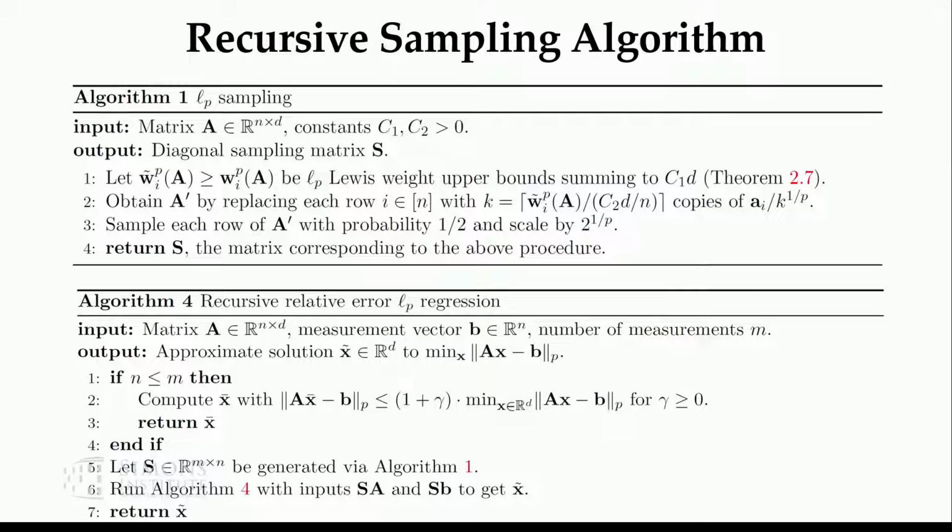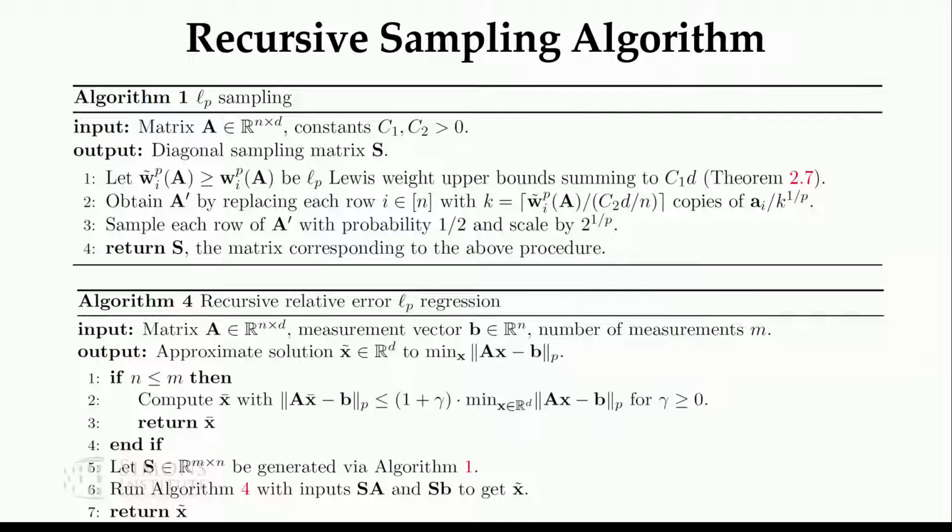And so what do you do now? Well, now in A prime, you independently sample each row with probability 1/2. And for rows you sample, you scale back up by 2 to the 1 over p. This will preserve the p norm in expectation for a fixed x. If you set the constants appropriately, the number of rows in A goes down by a constant factor.